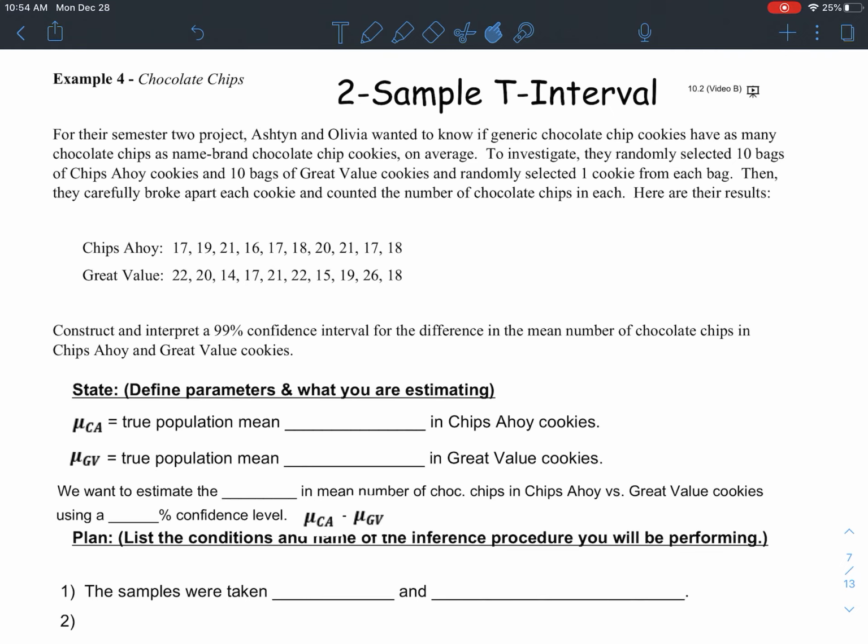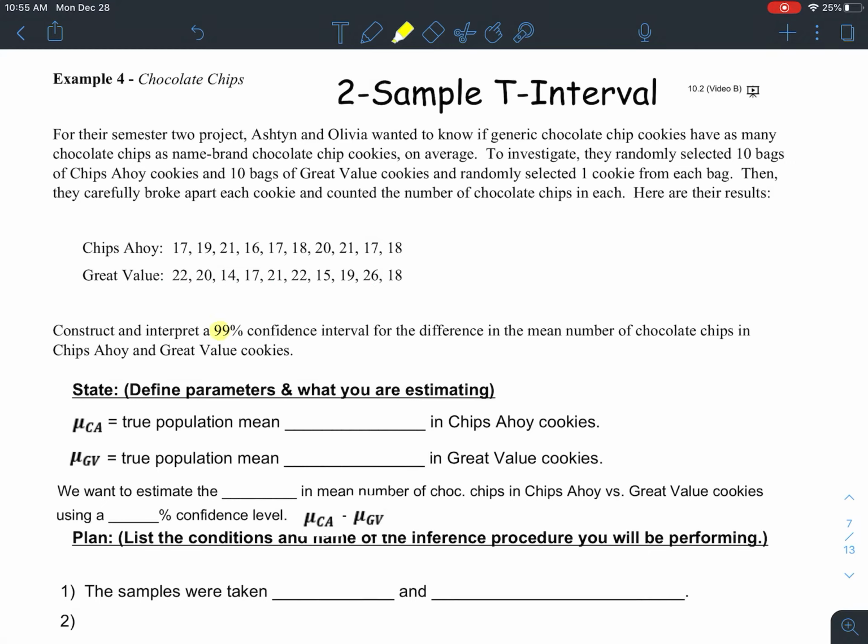To investigate, they randomly selected 10 bags of Chips Ahoy cookies and 10 bags of Great Value cookies, and they randomly selected one cookie from each bag. Then they carefully broke apart each cookie and counted the number of chocolate chips in each. Here are the results. This is the number of chocolate chips found in each cookie that was randomly selected for each of the 10 bags for Chips Ahoy, and then the same for Great Value.